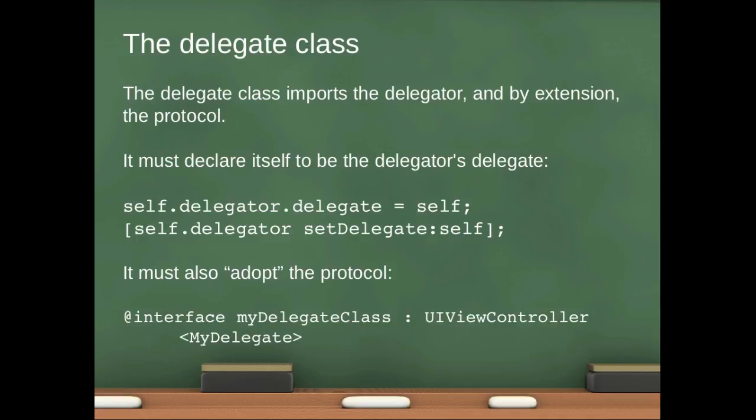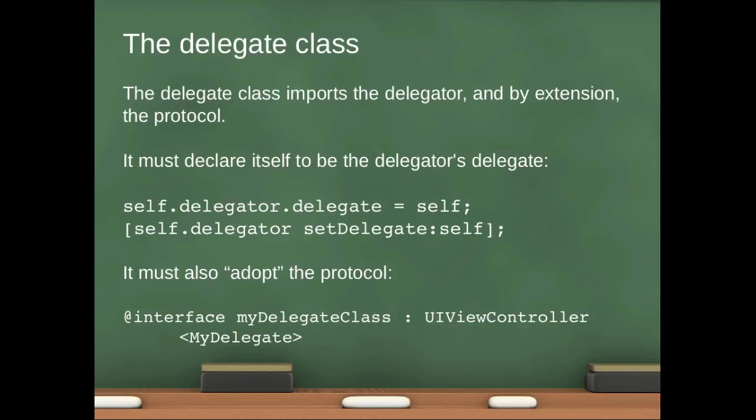Now notice that this happens in the delegate class. The delegator doesn't know, nor does it care, nor does it even want to know what the identity of the delegate class is. But the delegate class knows who its delegator is. We can also use self.delegator and then send the setDelegate message with self as the parameter to that. These are functionally identical.